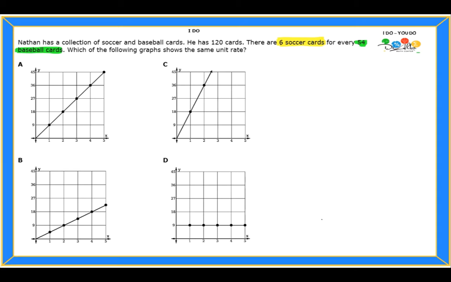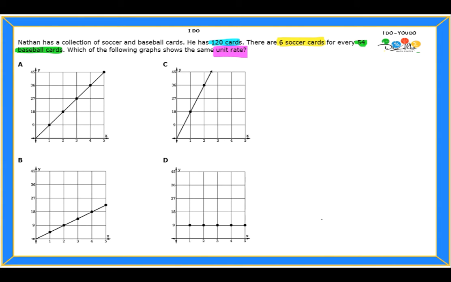separates them and he says, you know what? For every 6 that are soccer cards, I can compare that to 54 baseball cards. Another 6 soccer cards, another 54 baseball cards. That's what it means by these kinds of comparisons, okay? It does say something about the total cards, but I don't think that's too relevant because they're not asking us that type of question. And at the end it says, which of the following shows the same unit rate?